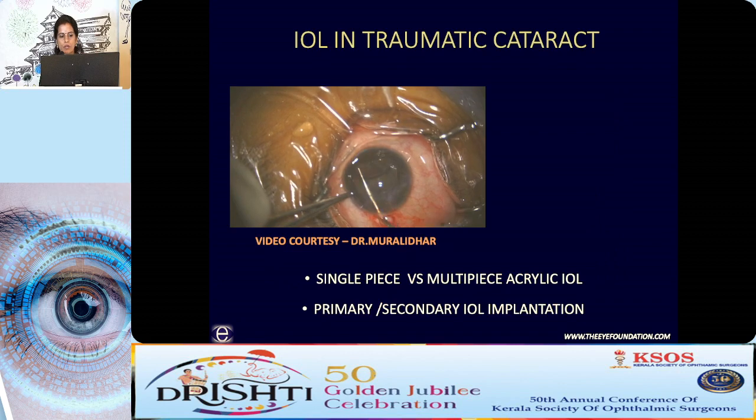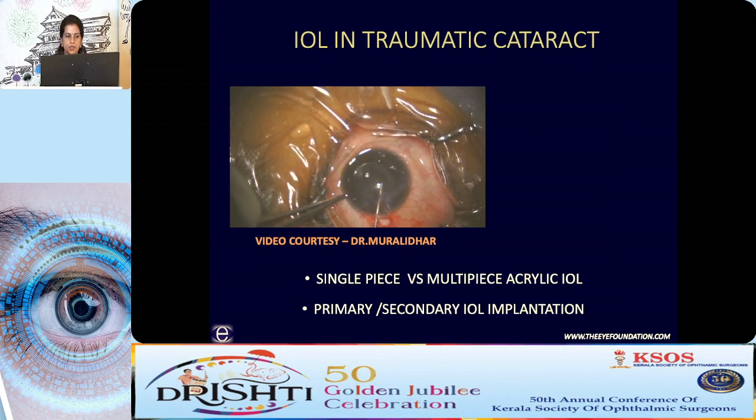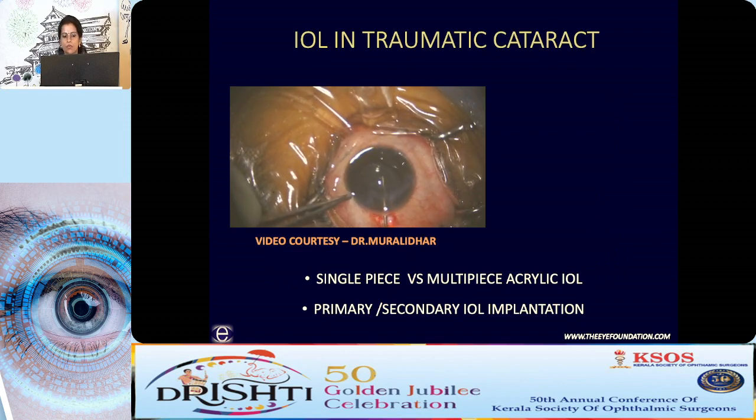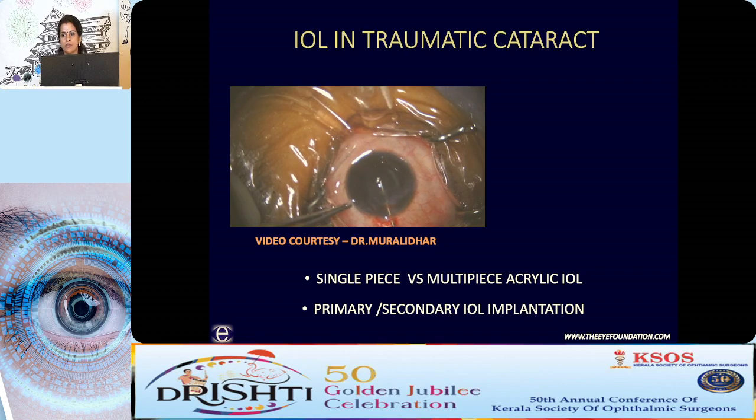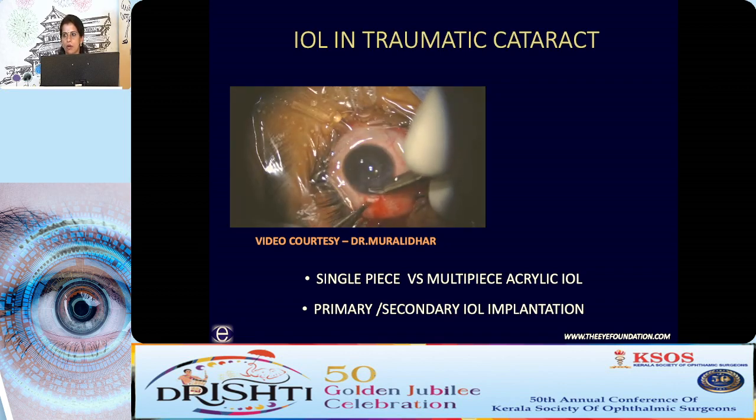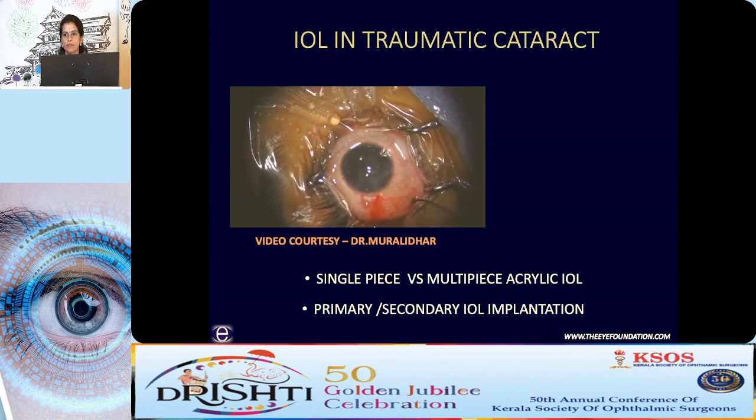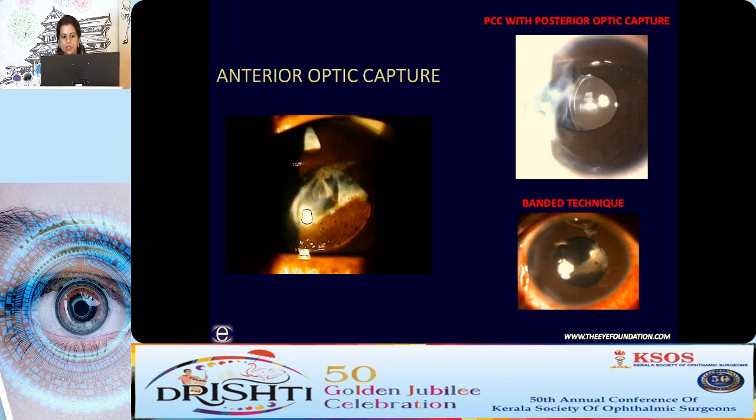So IOL in a traumatic cataract, which type of lens do you implant? We generally go with a single piece or a multi-piece acrylic intraocular lens in most of the cases. And in some cases, when there is a compromised bag or a posterior capsule, we might go in for a secondary intraocular lens implantation.